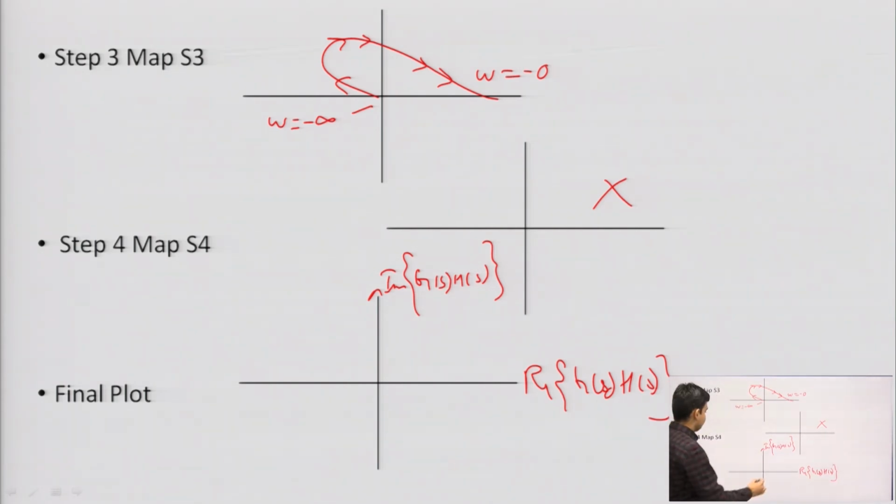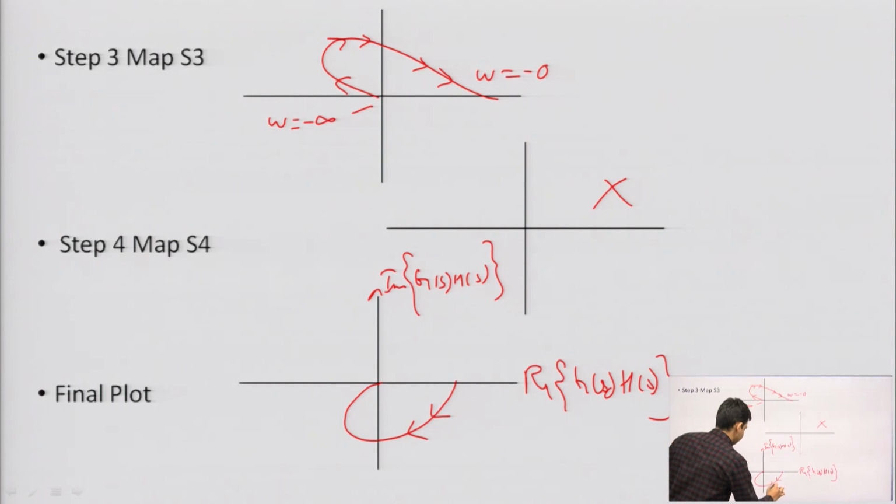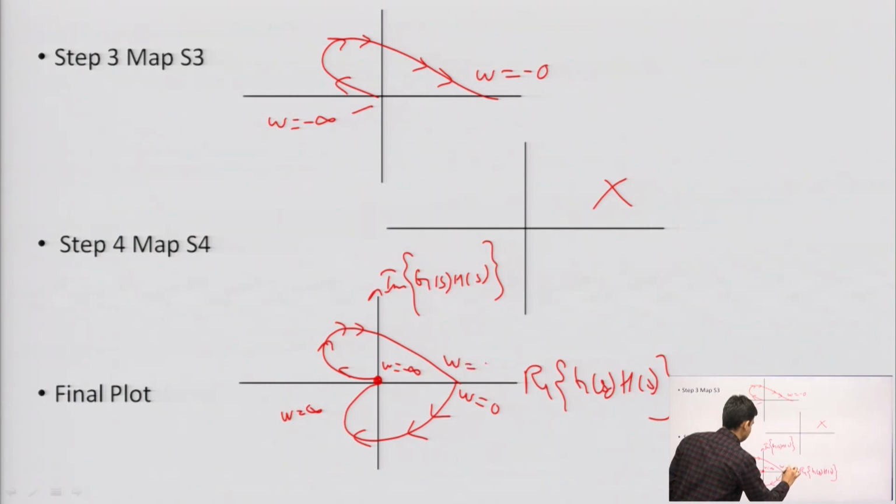So, here my first S1 map is here, starting from omega equal to 0 terminating at omega equal to infinity. Then my S2 is at the origin. Now, my S3 is the mirror image of it, starting from omega equal to minus infinity and terminating at omega equal to 0. So, this is the Nyquist plot.